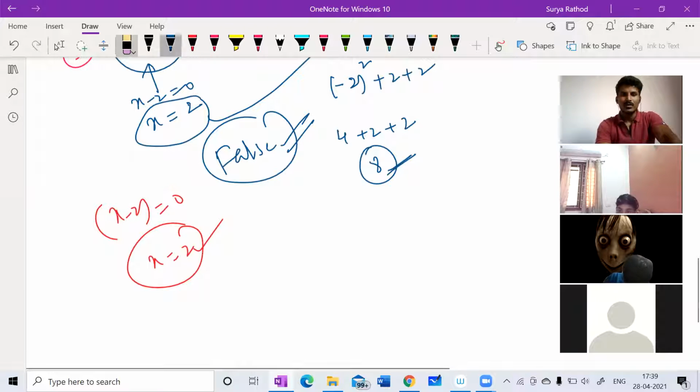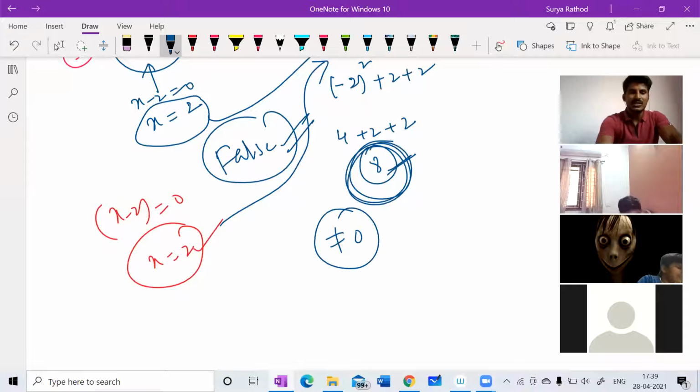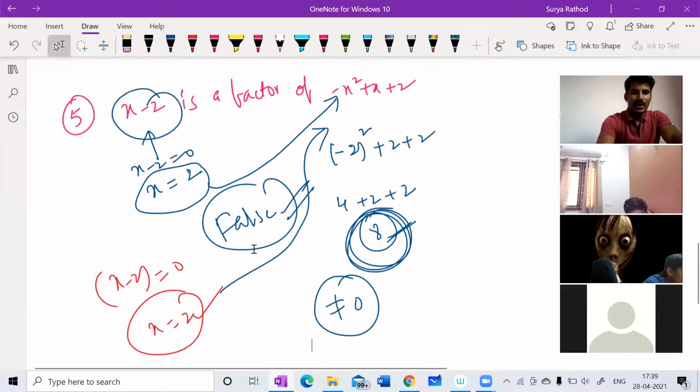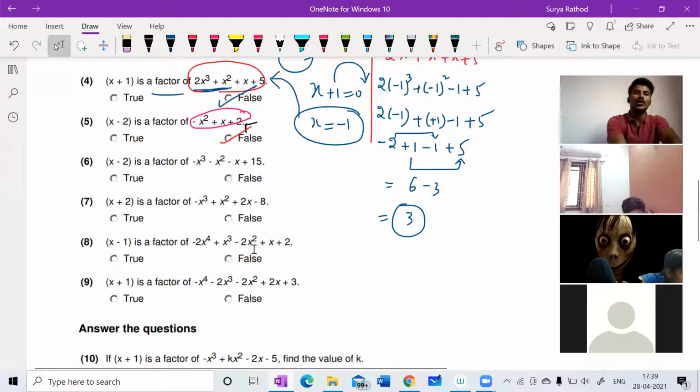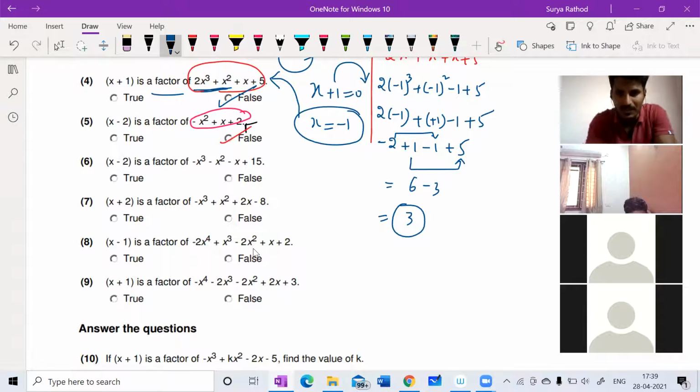I got it rectified. Yes, x is equal to 2. If you substitute x is equal to 2 in the given polynomial, I'm getting 8. I'm not getting 0. So since it's not 0, I can say x minus 2 is not a factor for the given polynomial. So the fourth and fifth are both false statements.